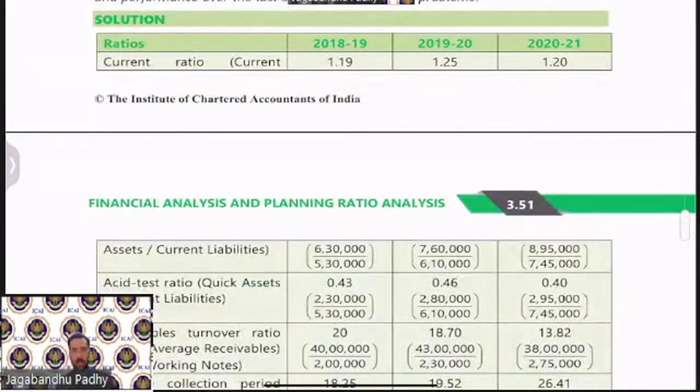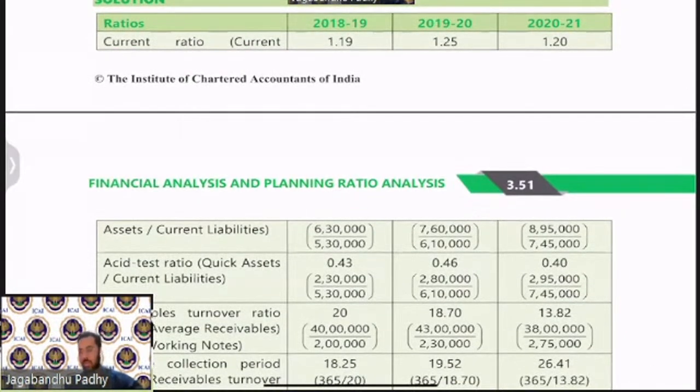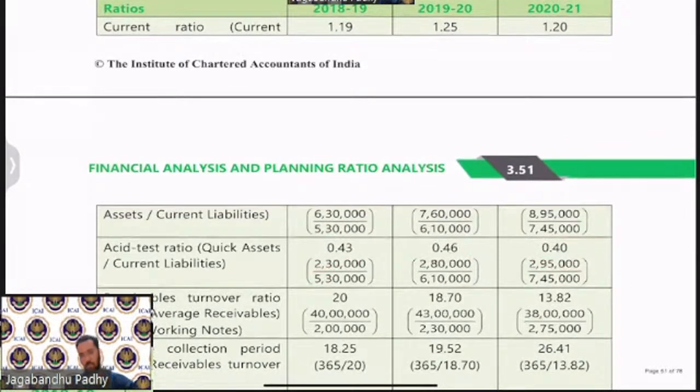So we go for another test. We are going in the same way as we started our journey of ratio analysis. We go to the next level, in which we see the acid test ratio or the quick ratio. The quick ratio is like 0.43, 0.46, 0.4. Does this quick ratio indicate a good situation, or is it indicating some problem?